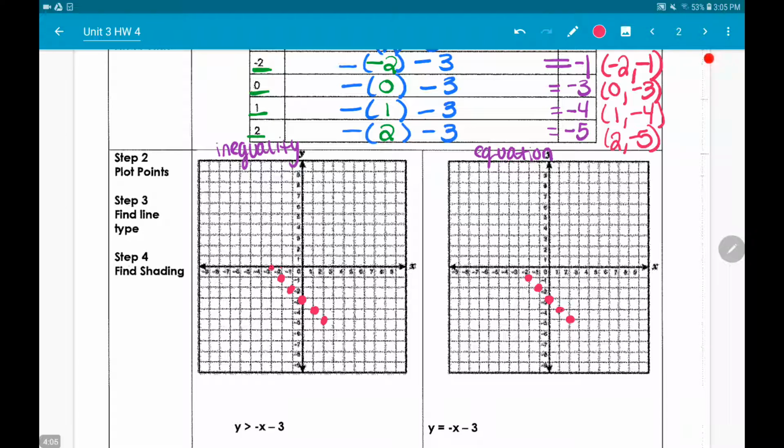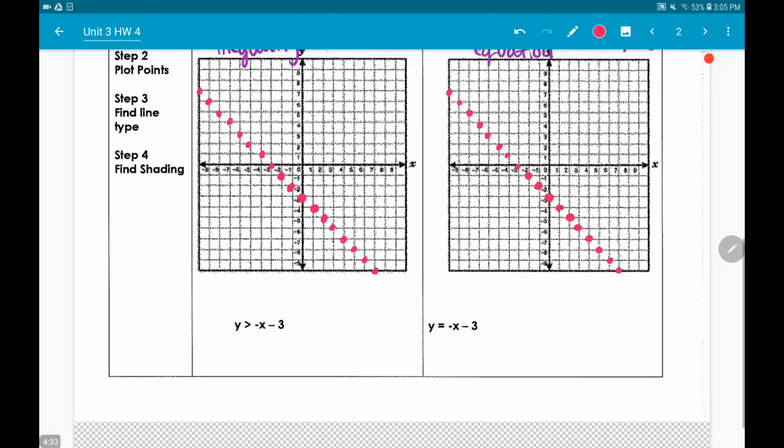Now I'm going to see that the pattern is just going diagonally one box. So I'm going to continue that for both my graphs, but I'm not going to do anything else just yet. So for both graphs, it's exactly the same with my points and with my equation. The only thing different is one is an equal sign and one is a greater sign. So let's answer the questions underneath.